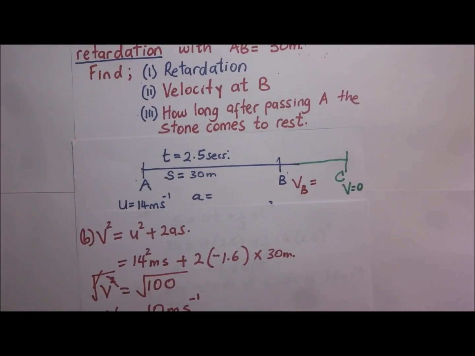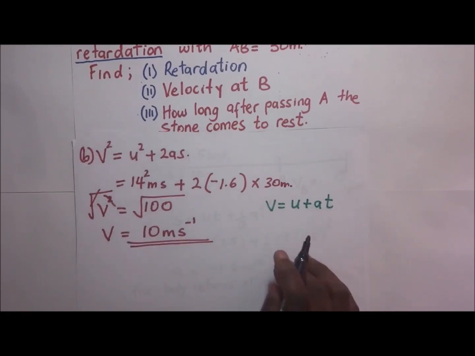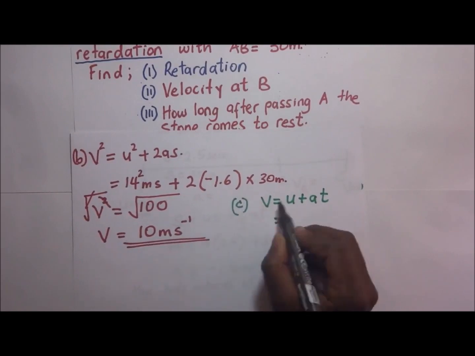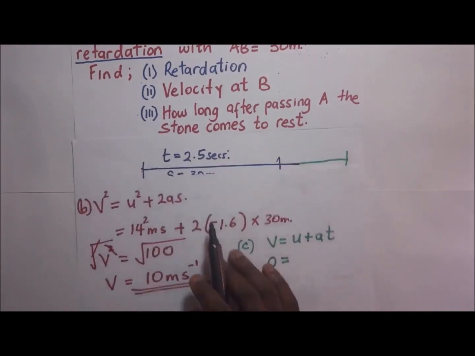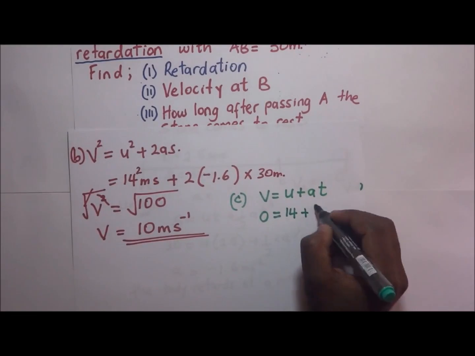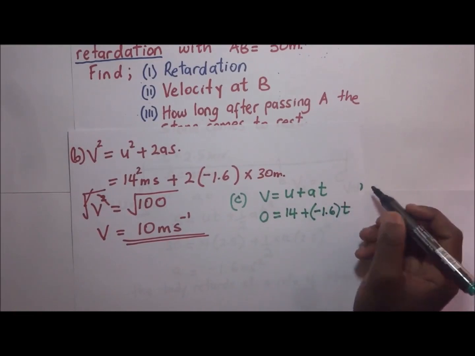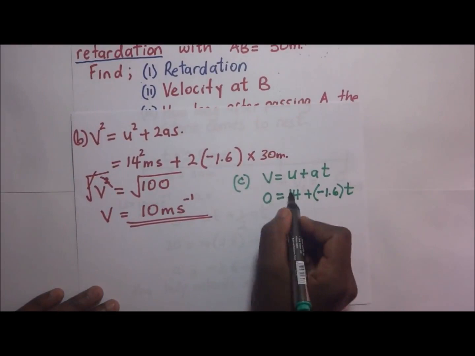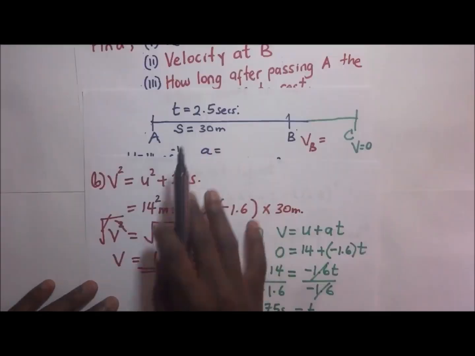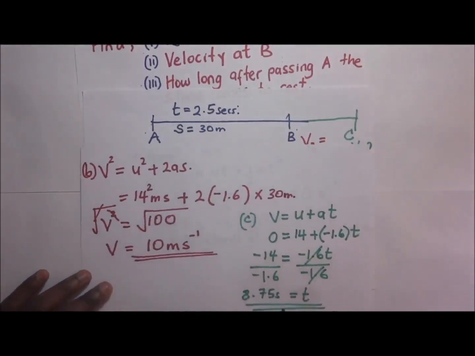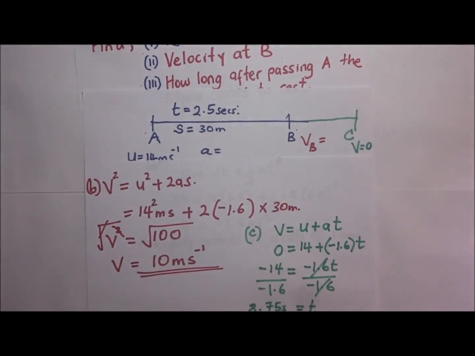So to calculate that, we shall simply say V is equal to U plus acceleration times time. This is part C. So the final velocity here is 0, which is going to be equal to the initial velocity, 14 meters per second, plus our acceleration, which is still decelerating at a rate of 1.6, times time. So we find the value of t. When 14 comes here, it becomes negative 14, which is going to give us negative 1.6 t. So after passing point A, the stone is going to travel for 8.75 seconds until it comes to rest. And it comes to rest when its final velocity is 0.